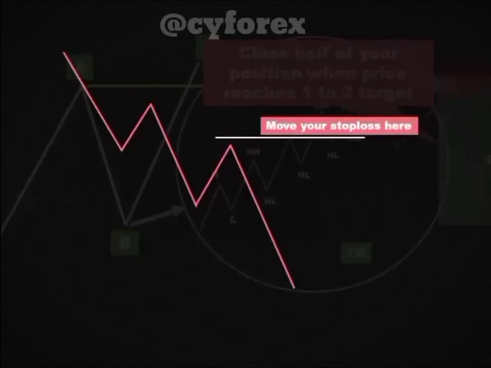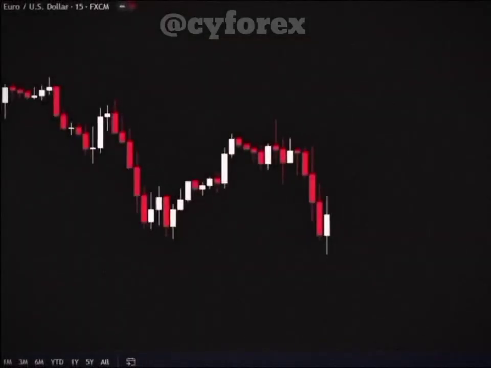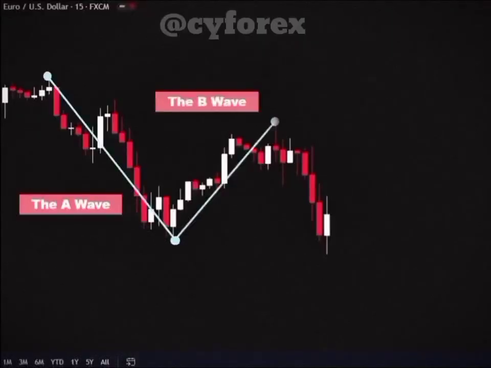So, we have already discussed our strategy's main rules, basics, and entry and exit points. Let's put them together and use them in real trade examples. So, we have the euro-dollar pair 15-minute time frame on our chart. This is the A wave. Then we have the B wave, and also we have the C wave.